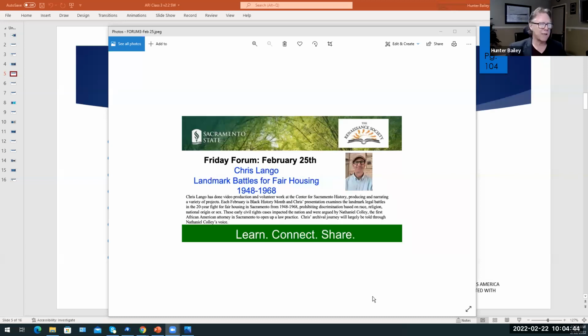So let me go to the share button here, and if I don't get too glaring here with the glasses, we should be taking a look at a slide here that tells you about the next Friday forum. Hopefully I got the date right, the 25th of February. And it's landmark battles for fair housing. So that might be very interesting. Take a look at that real quick. That's what's coming up this Friday. And a couple more seconds, and then I'll go to our slides.